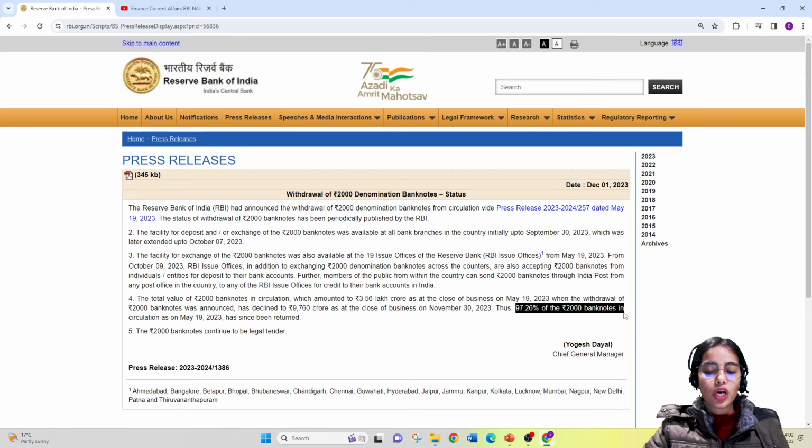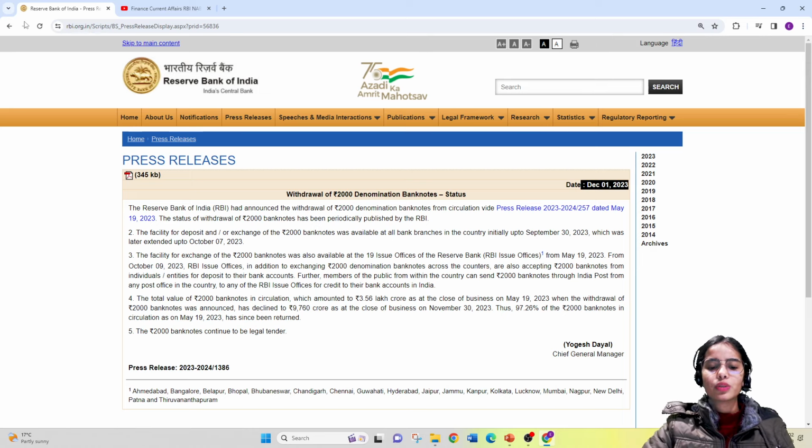97.26% of the rupees 2000 banknotes in circulation as on May 19, 2023 have since been returned till December 1st, 2023. So this is the main idea: the rupees 2000 denomination banknotes are legal tender, but the RBI is trying to withdraw them from circulation, and this is the recent data. Yes, you can read about it, but you just need to understand the basic idea behind this press release.